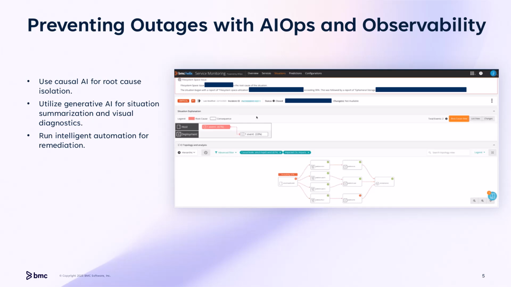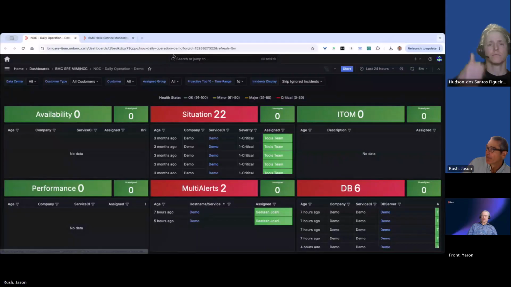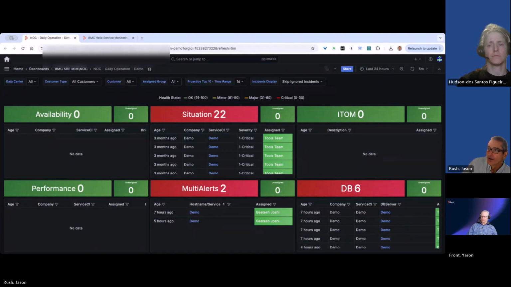Yep. Let me just share, and I can show you what our demos look like. You see my screen okay? We can. So here is what that single pane of glass looks like. And then we have our situations right here.